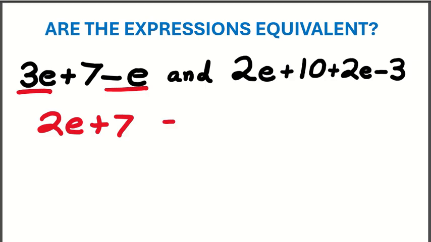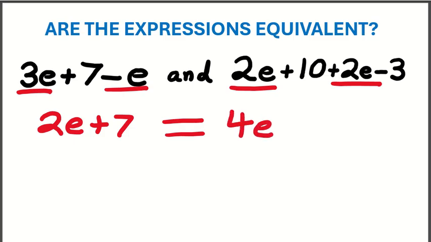Now, is that equal to what happens over here? I have 2 e's. I combine them with another 2 e's. I now have 4 e's. And then if I have a positive 10 and I subtract 3 from that positive 10, I'm left only with 7. Now, unfortunately, you can see they are not equivalent.